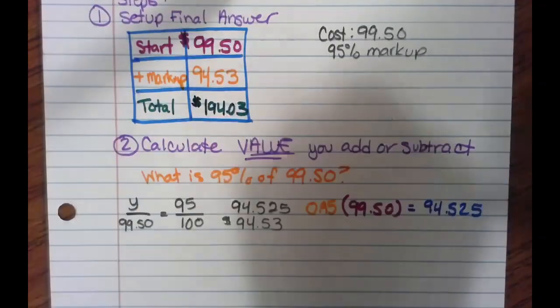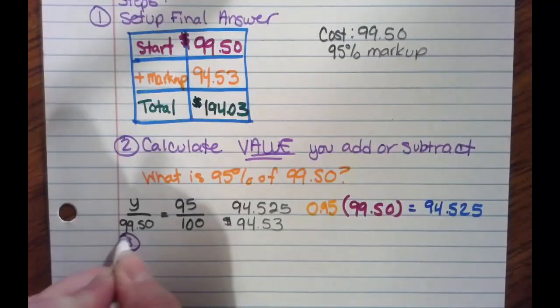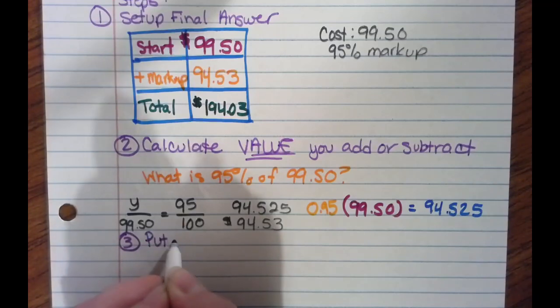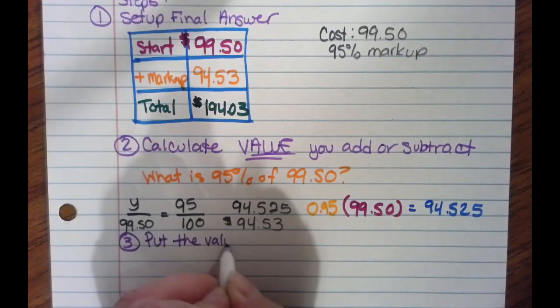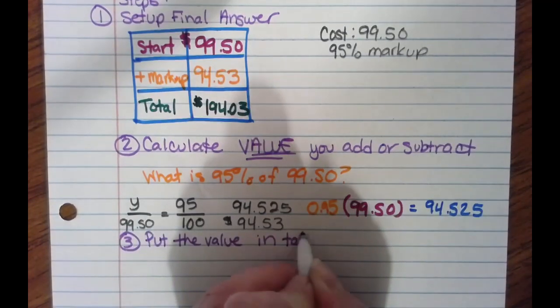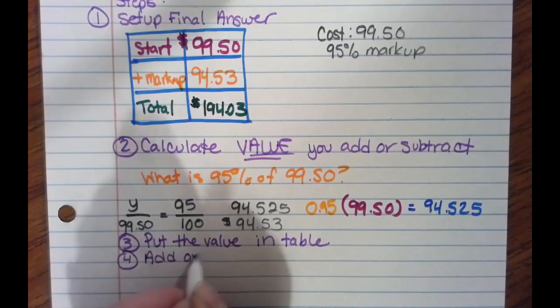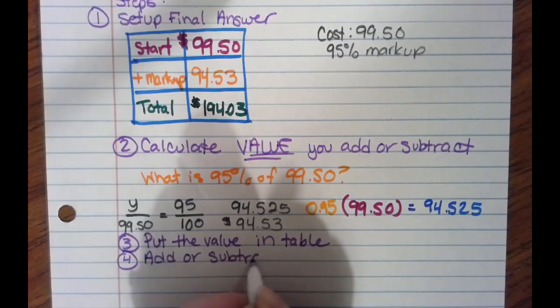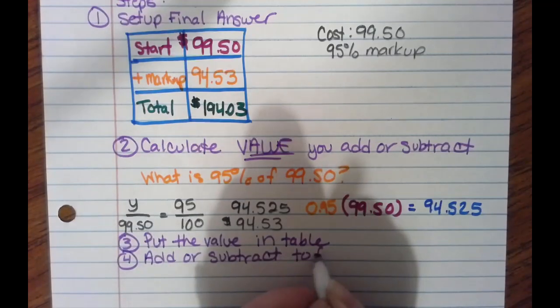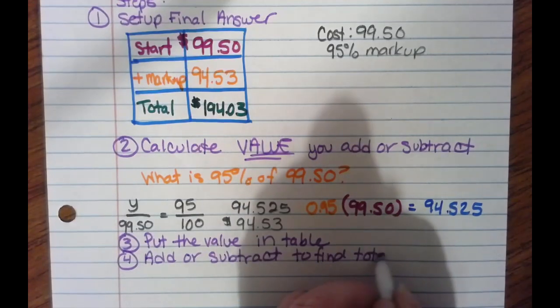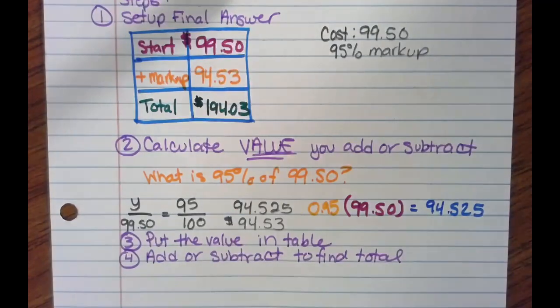So I didn't write the other two steps. The other steps are put the value in the table, add or subtract to find the total. So let's look at some more examples.